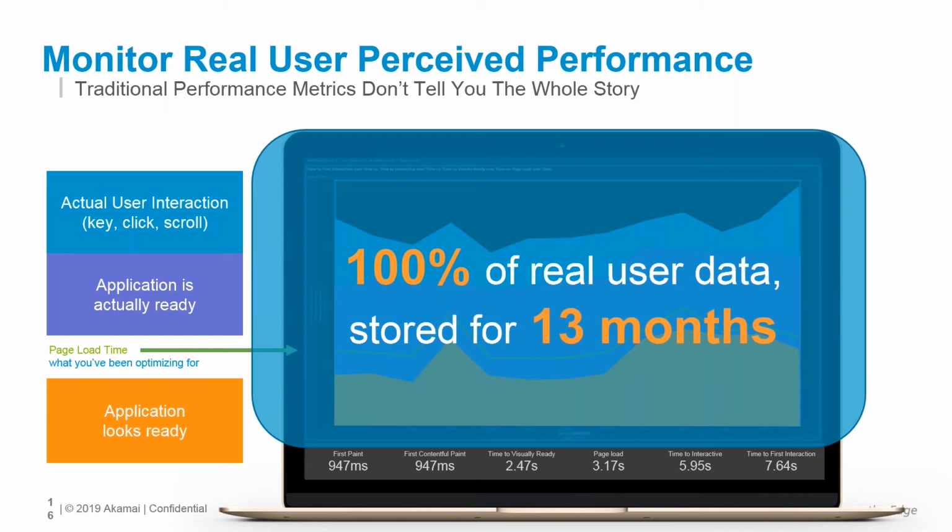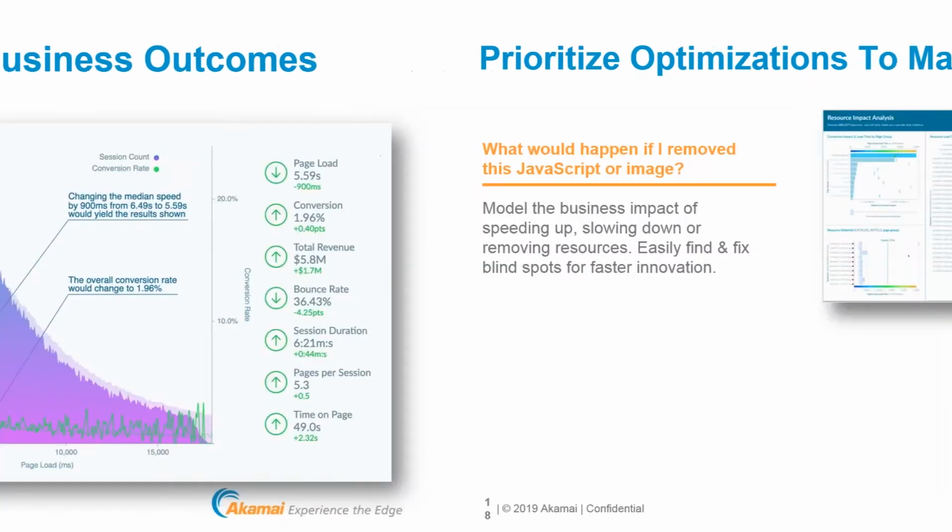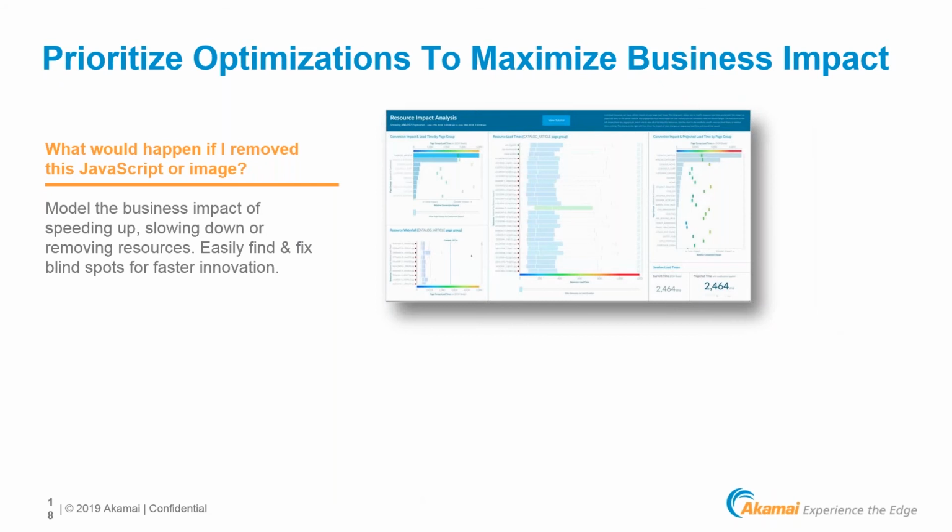And one of the problems that a lot of organizations are having, which Magnus will now touch on, is that a lot of organizations online find it very difficult to answer some of the simplest of questions. For example, what if my website had a better performance? How will that impact the bottom line? What would happen if I remove the JavaScript, as an example, or the image? How will that improve performance and therefore effectively improve my revenue?